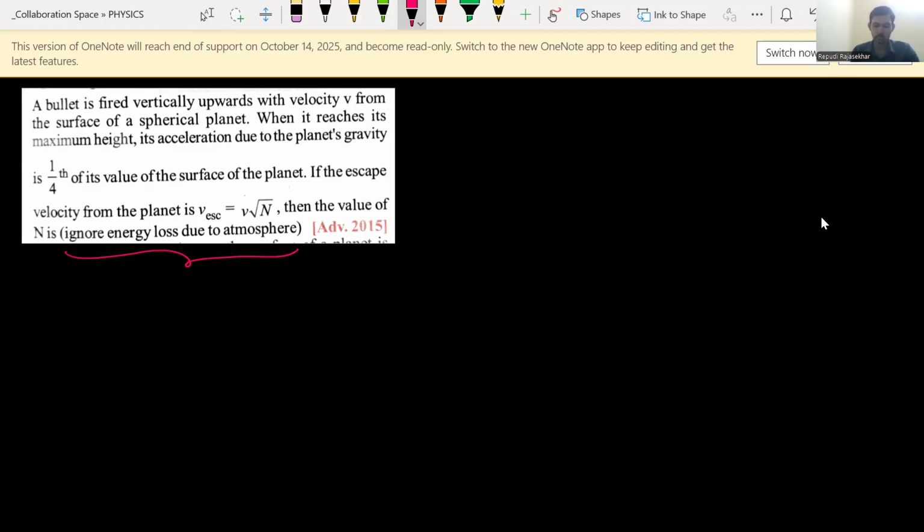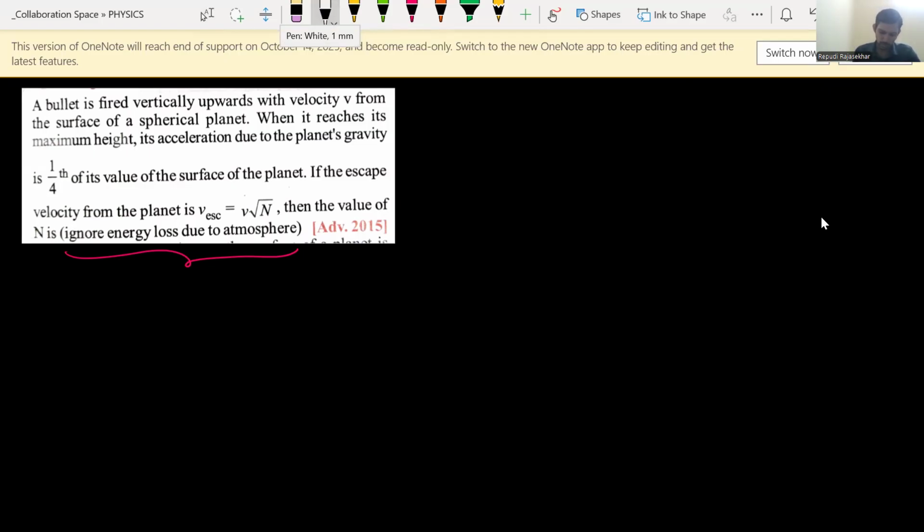loss due to atmosphere, meaning again air friction we are not considering here. Daily life is different. Air friction we cannot neglect, right? Here we neglect the air friction, which means whatever energy conservation we can apply, all the conditions we can take. Okay. So how to solve this question?